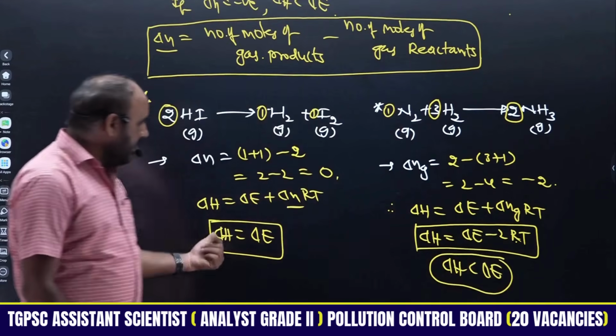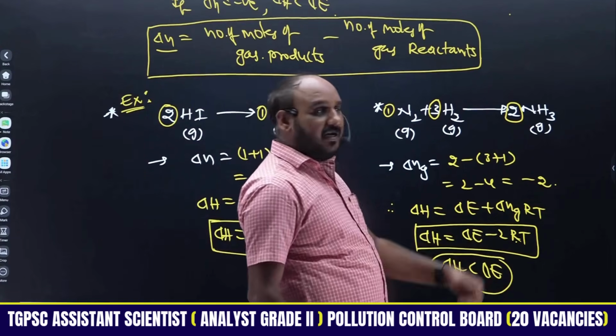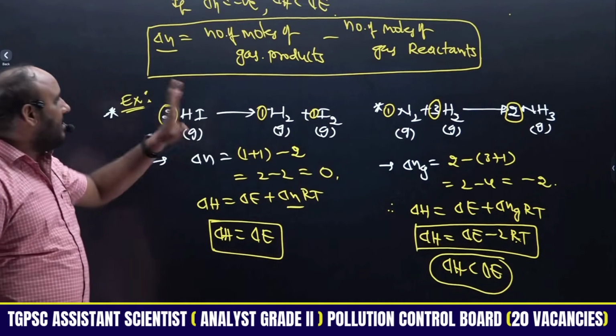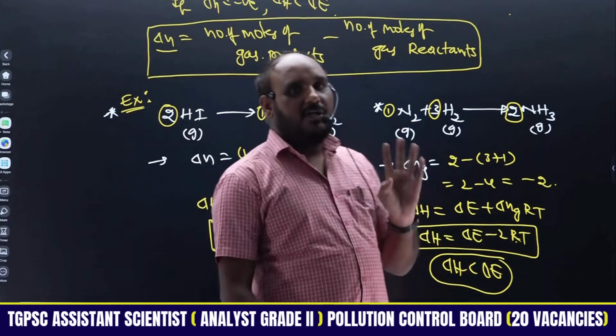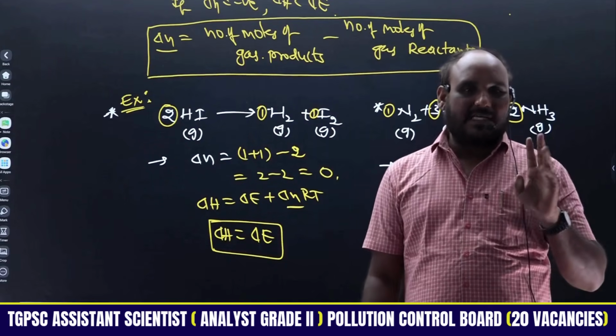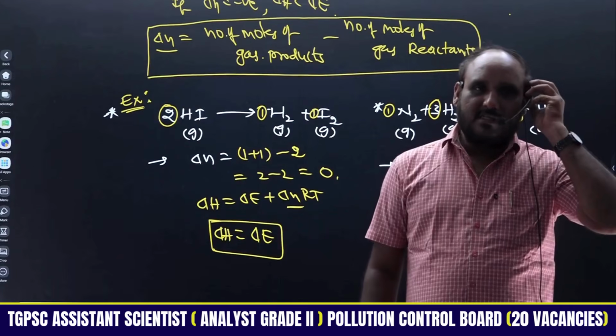Here in this case delta H is equal to delta E, but here delta H is less than delta E. So how are we getting this delta H and delta E? With the help of bomb calorimeter and water calorimeter. From that, how we are getting the questions, based on that will be discussed, right?